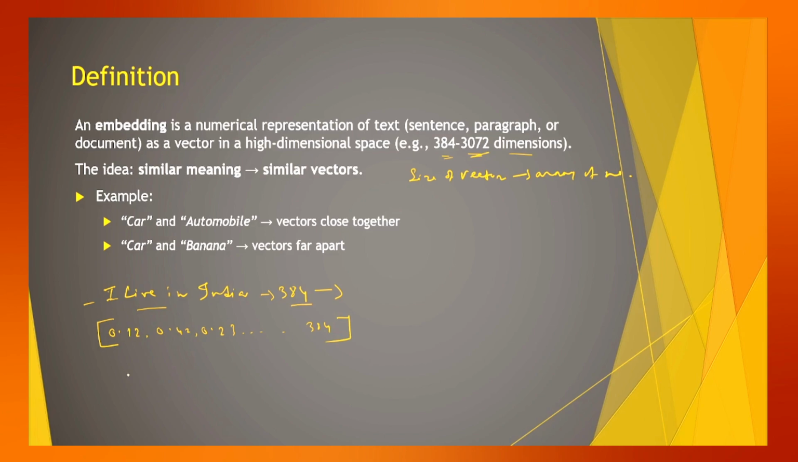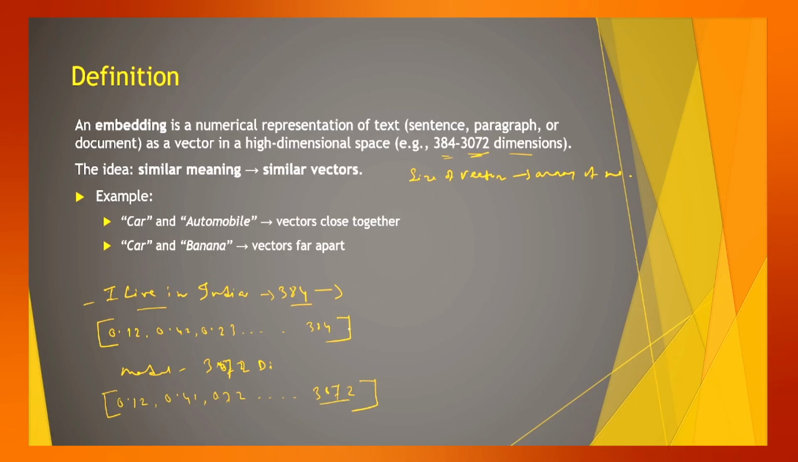Now suppose I am using a model that gives 3072 dimensions. OpenAI and Google provide 3072 dimensions. In that case, if I embed my chunk, it will be converted like this: 0.12, 0.41, 0.72, and so on up to 3072, because this model gives 3072 dimensions. This is how our chunks get converted into vectors.